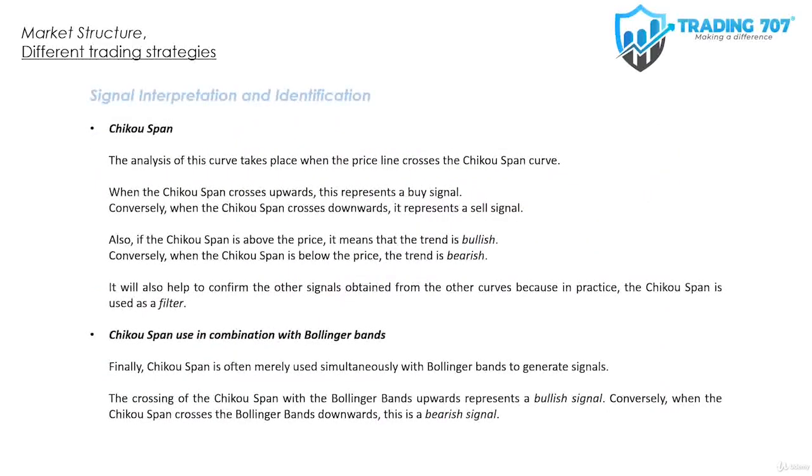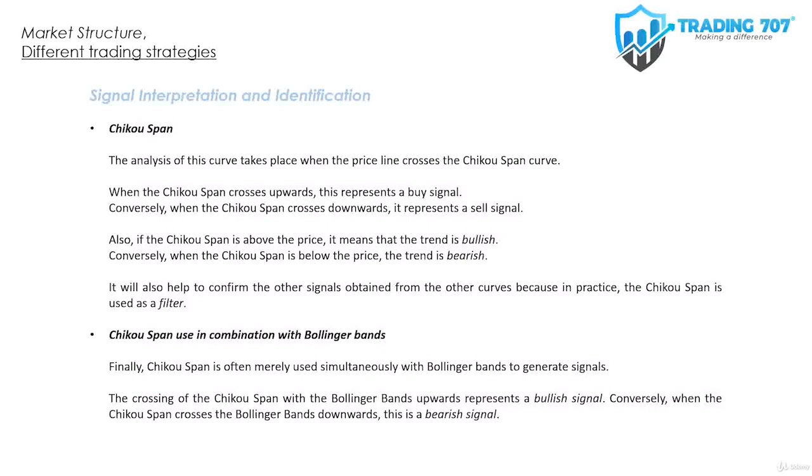Let's summarize. Here is the way to identify the signals of the Chikou span component as well as their interpretation. The analysis of these curves takes place when the price line crosses the Chikou span curve. When the Chikou span crosses upward, this represents a buy signal. Conversely, when the Chikou span crosses downward, it represents a sell signal.